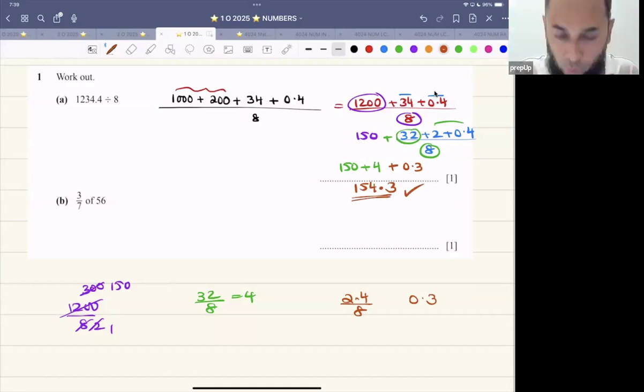Now someone can carry out that long division. They can work it out this way. I prefer to do it this way. Let me show you the working.